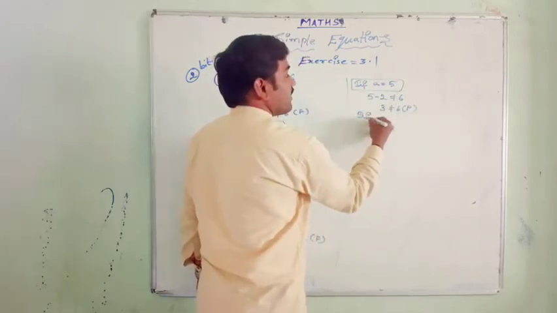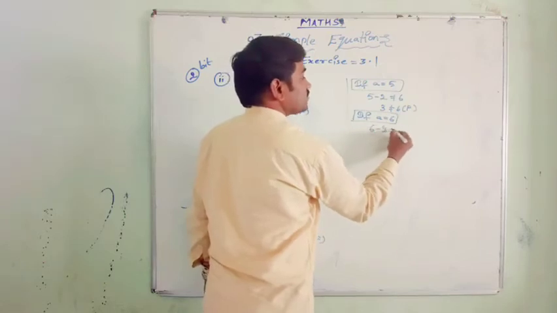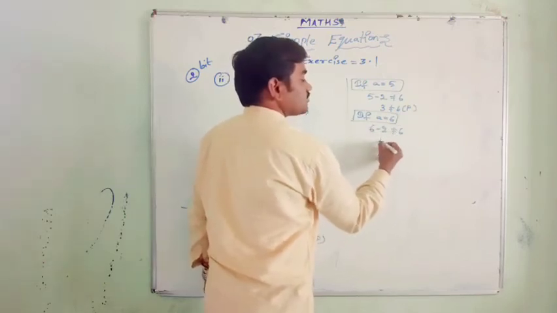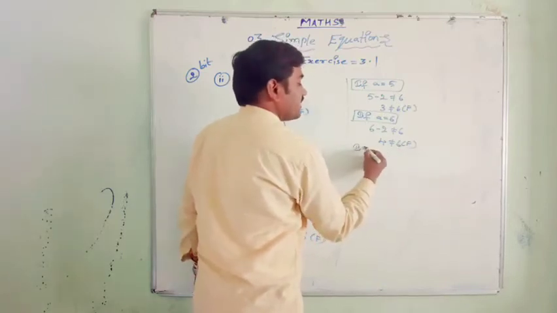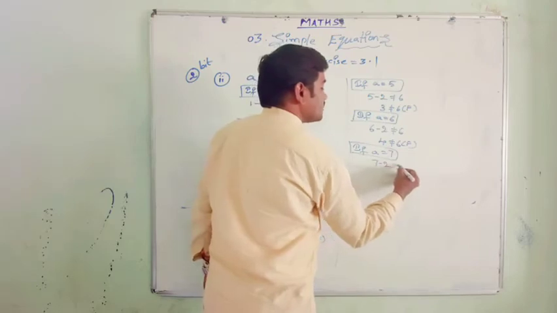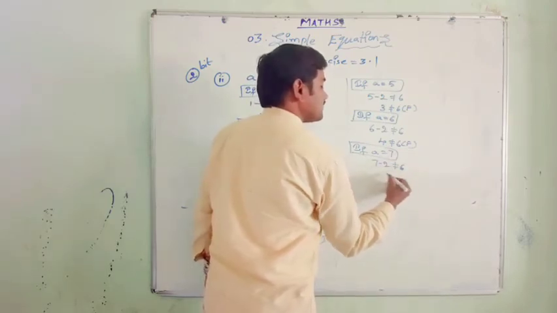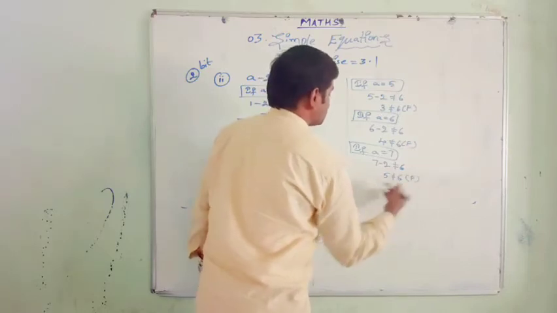Then if a equal to 6, that is 6 minus 2 is not equal to 6. 6 minus 2 is 4, which is not equal to 6. It is also a false statement. Then if a equal to 7, that is 7 minus 2 is not equal to 6. 7 minus 2 is 5, which is not equal to 6. That is also a false statement.